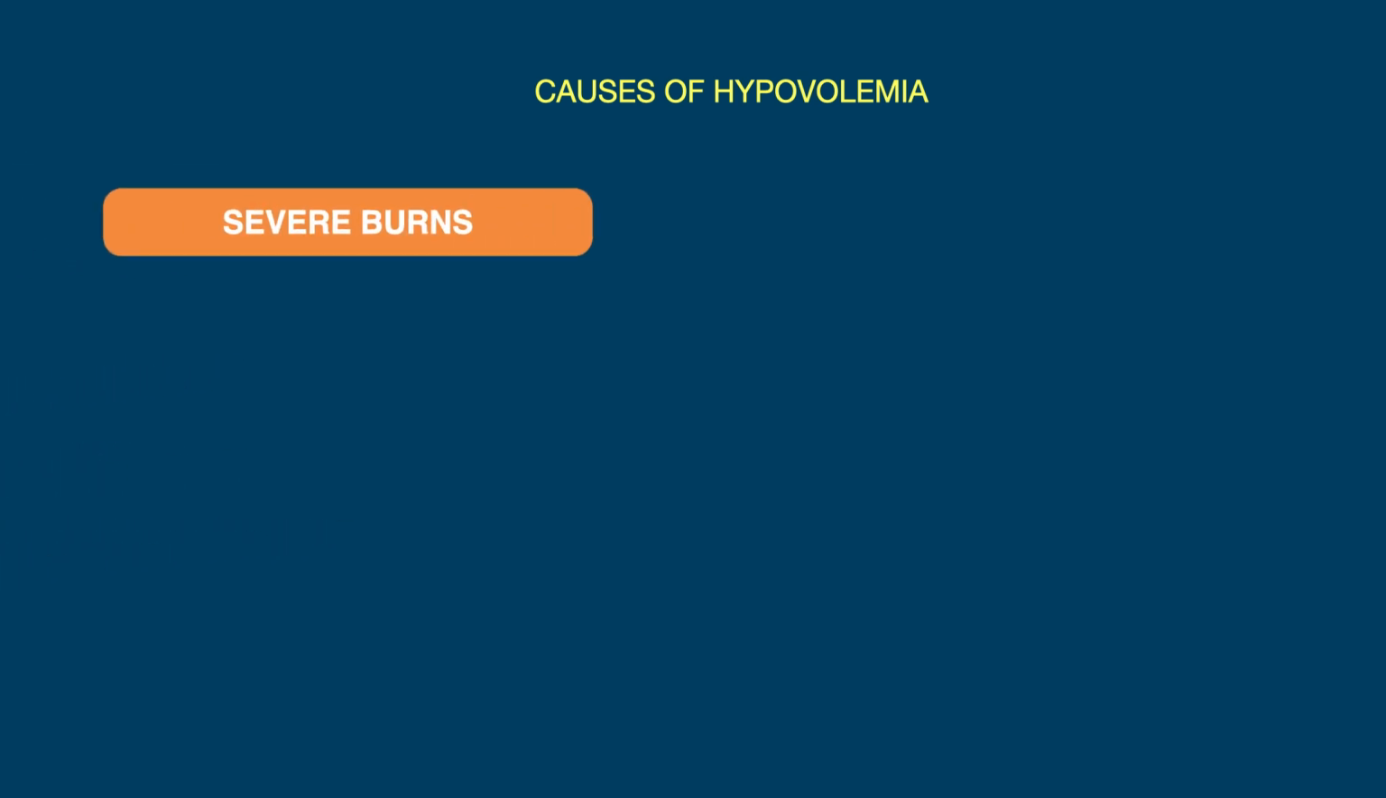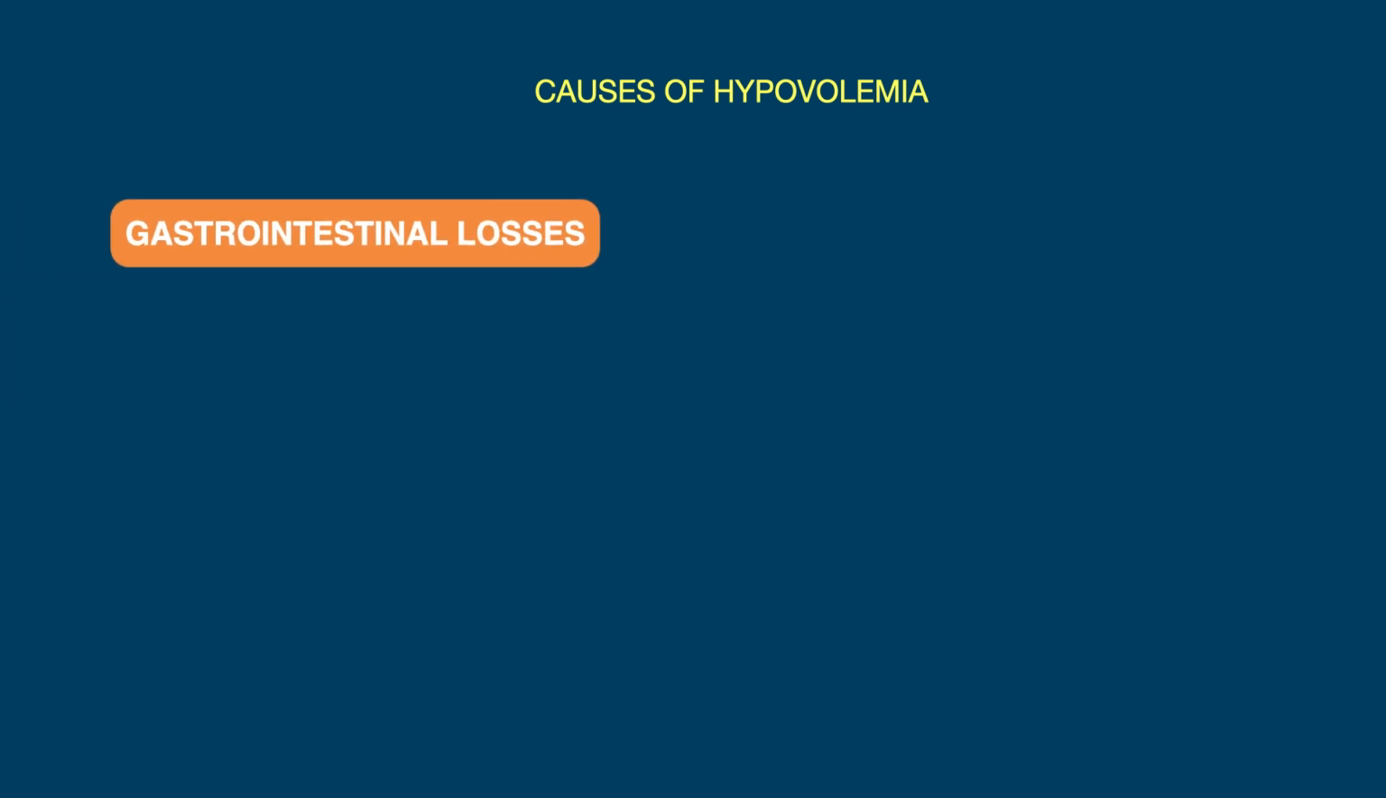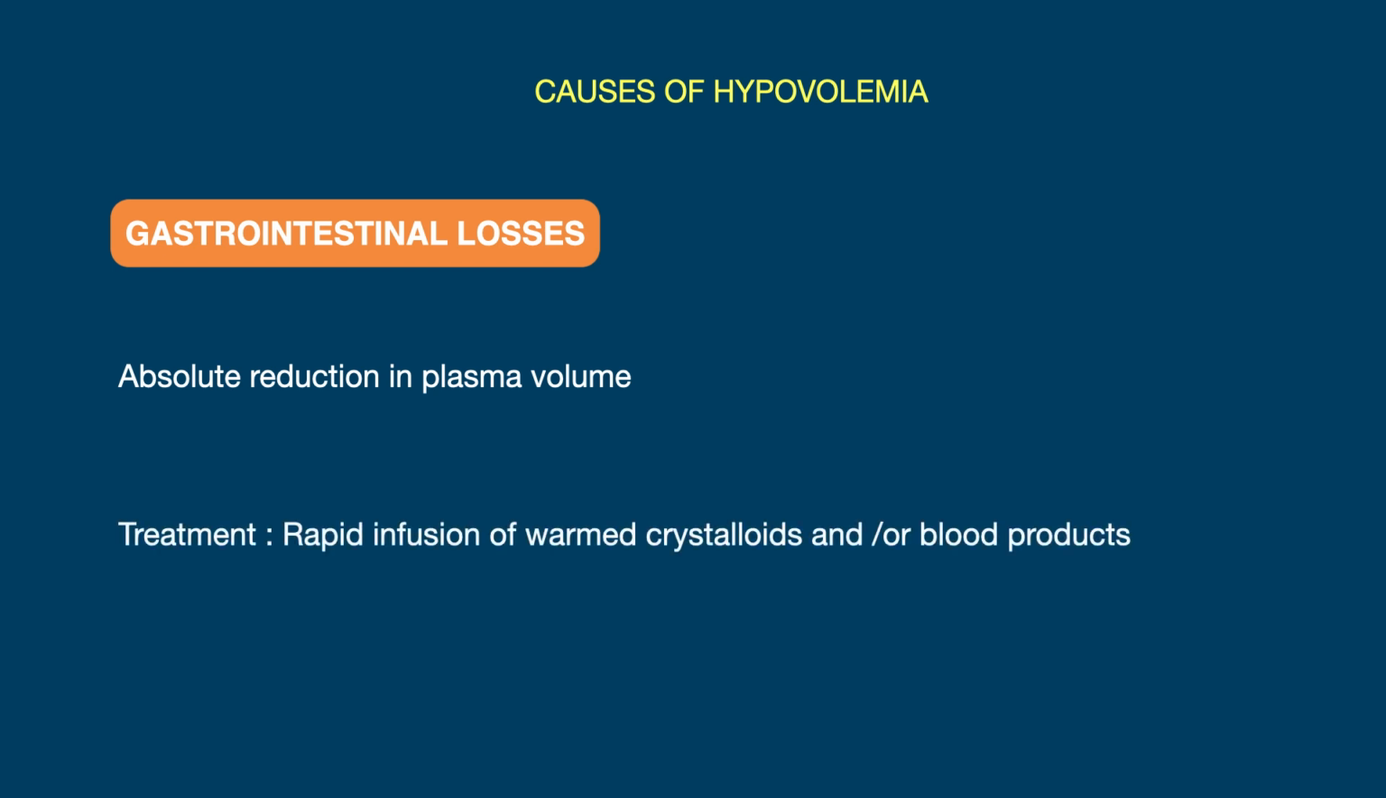The next cause of hypovolemia is severe burns. This happens due to loss of fluid from skin and blood loss. This leads to reduced intravascular circulatory volume, eventually leading to intracellular, which is extravascular, volume depletion. Hypovolemia can occur as a result of severe diarrhea and/or vomiting, causing an absolute reduction in plasma volume. The treatment of hypovolemia here includes rapid infusion of preferably warmed crystalloids and/or blood products while treating the original cause of hypovolemia.